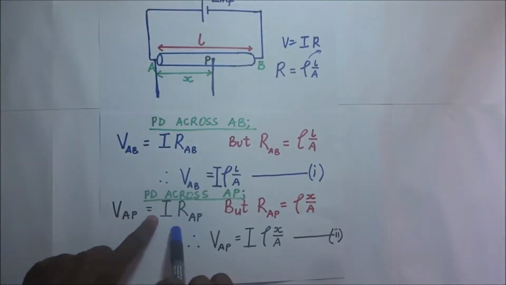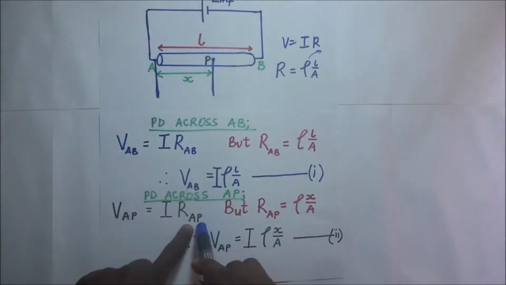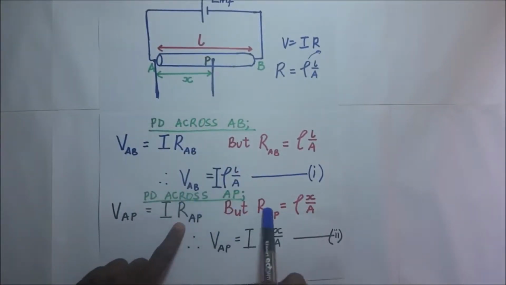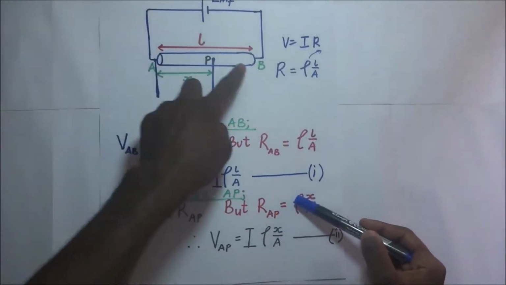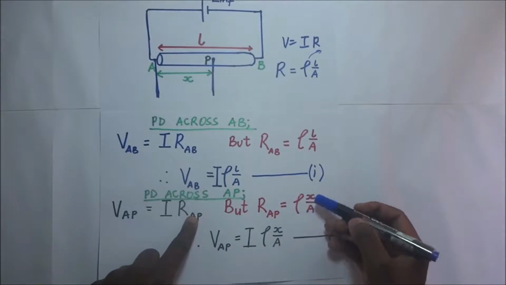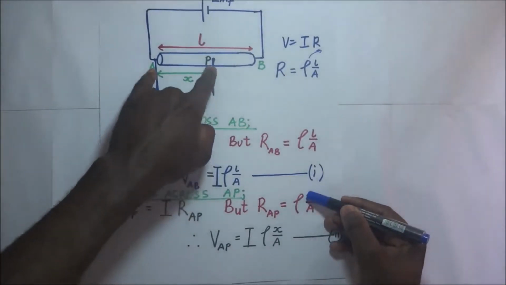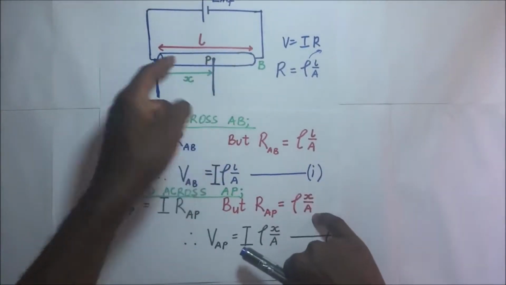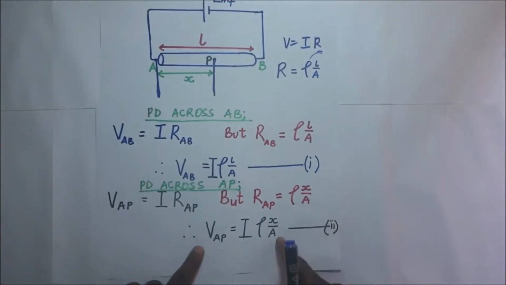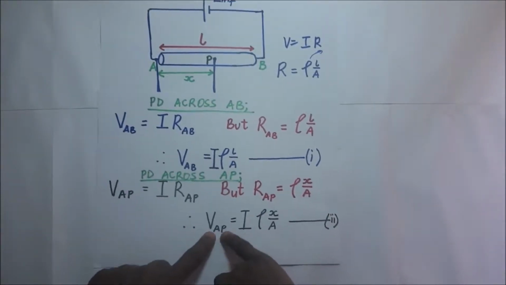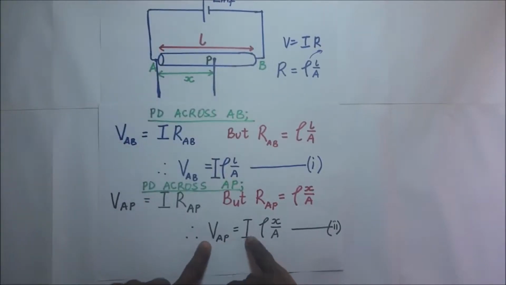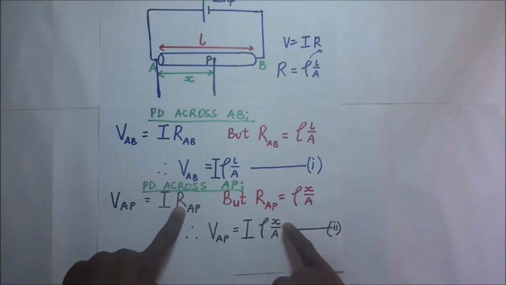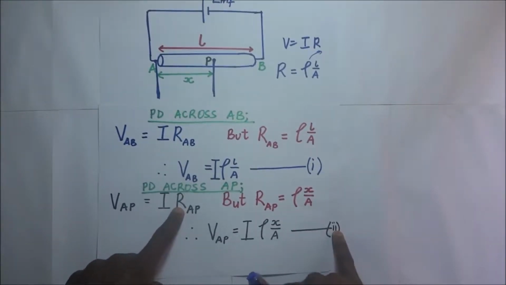The PD across AP is going to be equal to the current going through AP times the resistance of that portion of the wire AP. Again, we know that RAP is equal to the resistivity of this same wire times X over A, where X is the length of that portion of the wire and A is the cross-sectional area of that wire, which is the same as before. We are dealing with the same wire. So the potential difference across that portion of the wire AP is going to be the current times RAP, RAP being the expression we are substituting there. That constitutes our second equation.